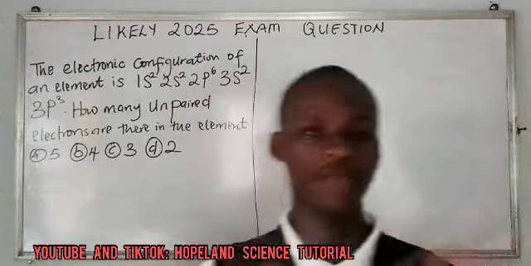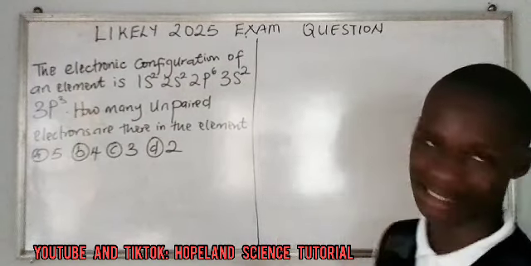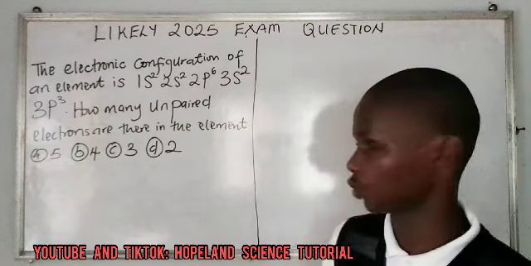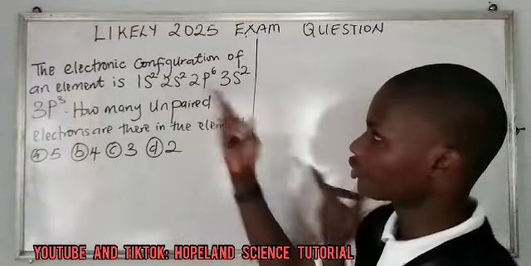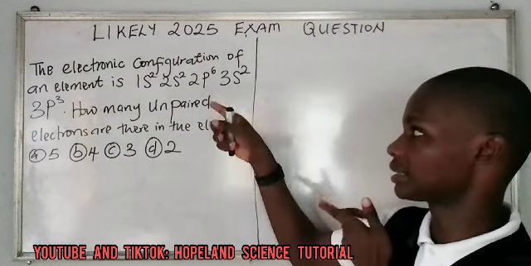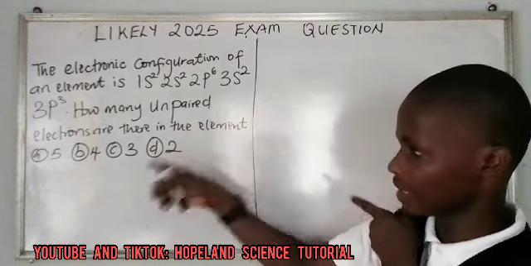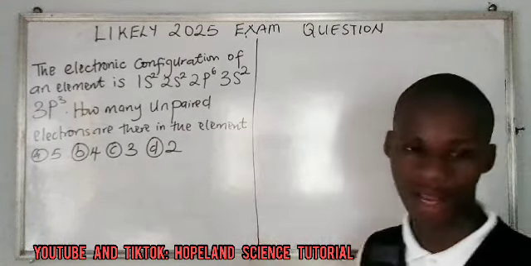Welcome to this video. In this video, we are going to look at an example of a question we might see in our forthcoming examination. The question says the electronic configuration of an element is 1s2, 2s2, 2p6, 3s2, and 3p3. How many unpaired electrons are there in the element?